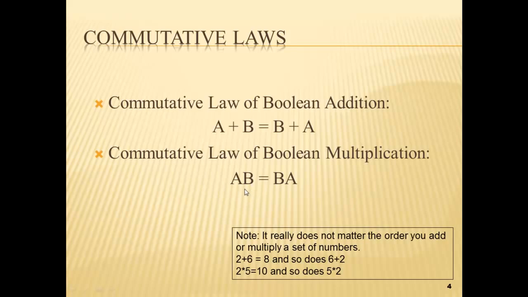Same thing goes for multiplication. If it's A and B, it's the exact same thing as B and A. So 2 times 5 and 5 times 2, it still equals 10 no matter which way you go with it.